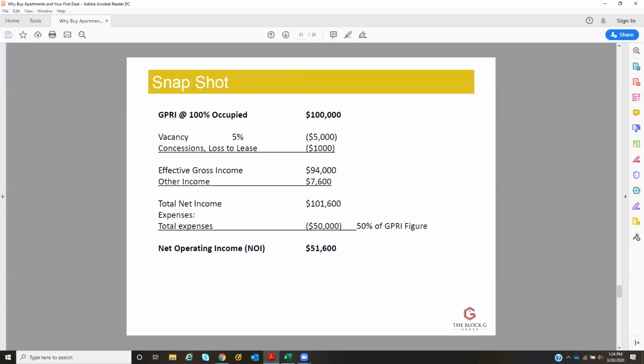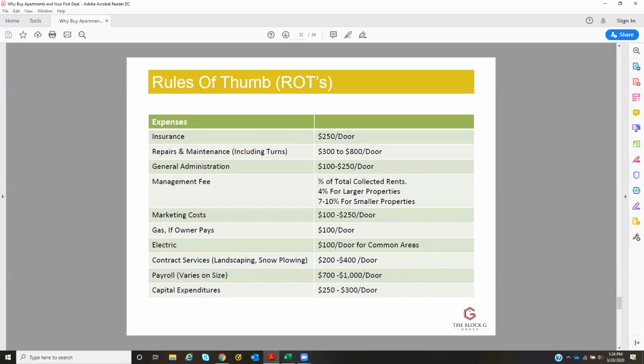What are they not doing? Now, it could be a case where if they own several properties, they're taking expenses from here and putting them onto another building. And that's the kind of stuff you need to look for, right? All right, so let's take a look at rules of thumb.